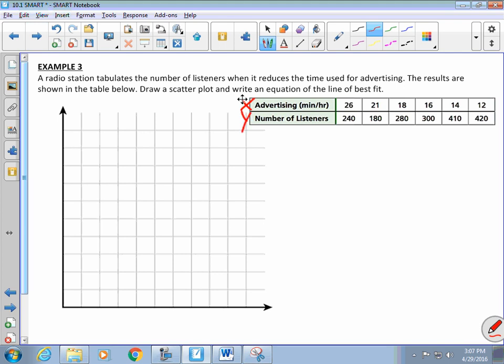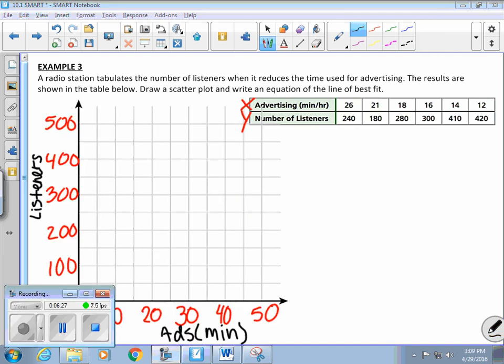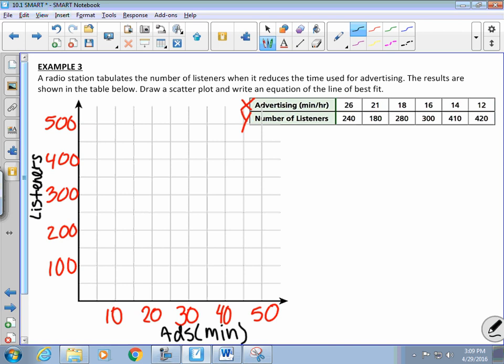As I look at my minutes for advertising, it goes from 26 to 12, so I need to have at least space for 26 on my graph, so I need to label that. And then my number of listeners goes all the way up to 420, and so I need to label values for that as well. Okay, so take a second, make sure that your labels are the same as mine, and I'm going to plot those points for the scatter plot.